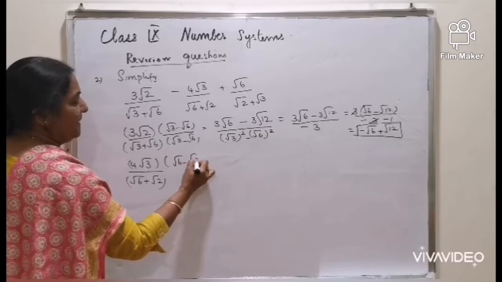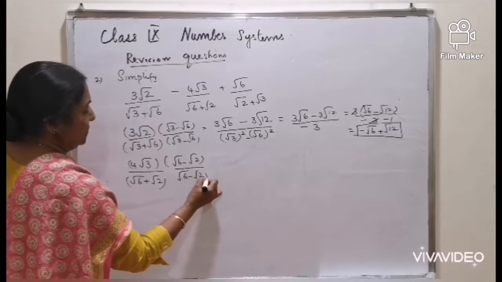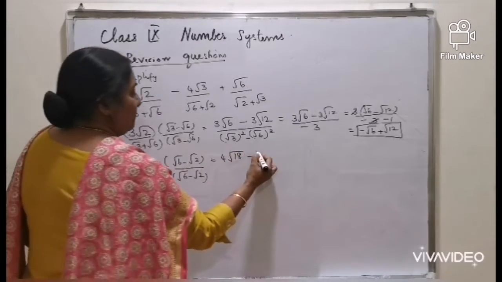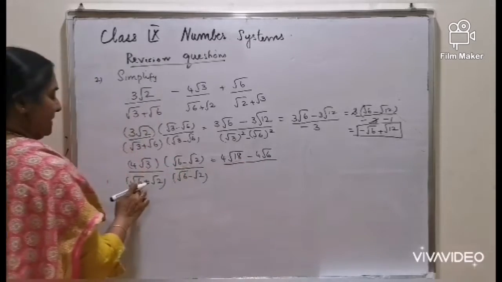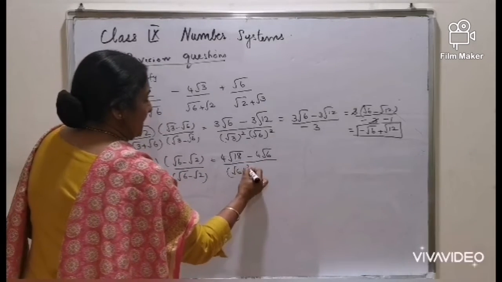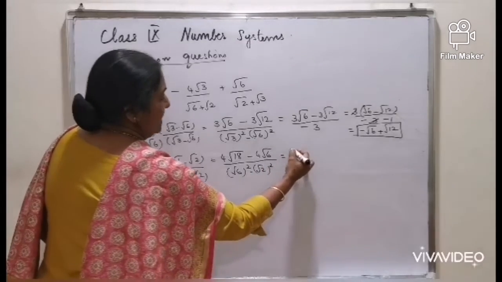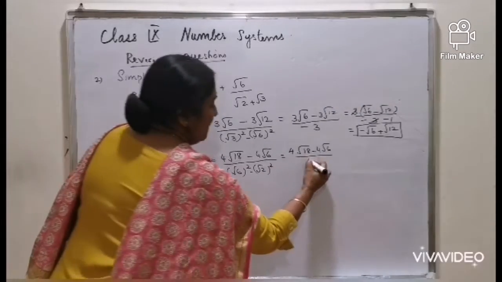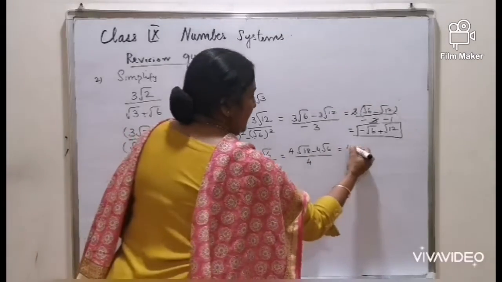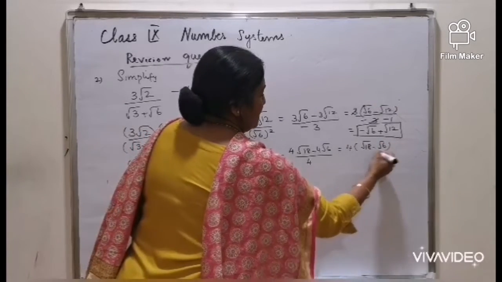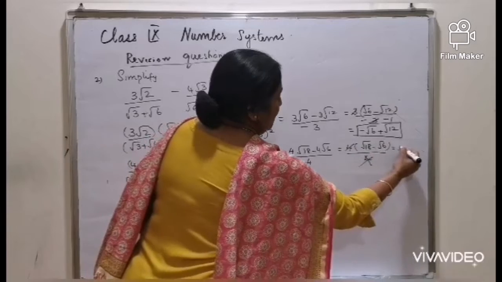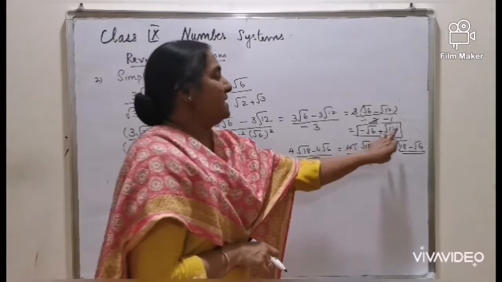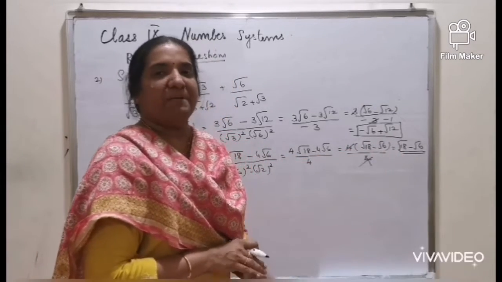Multiply and divide by root 6 minus root 2. 4 root 18 minus 4 root 6 by root 6 the whole square minus root 2 the whole square is equal to 4 root 18 minus 4 root 6 by 4. Common factor 4, so root 18 minus root 6. Root 12 and root 18 can be further simplified, but it depends on the question.